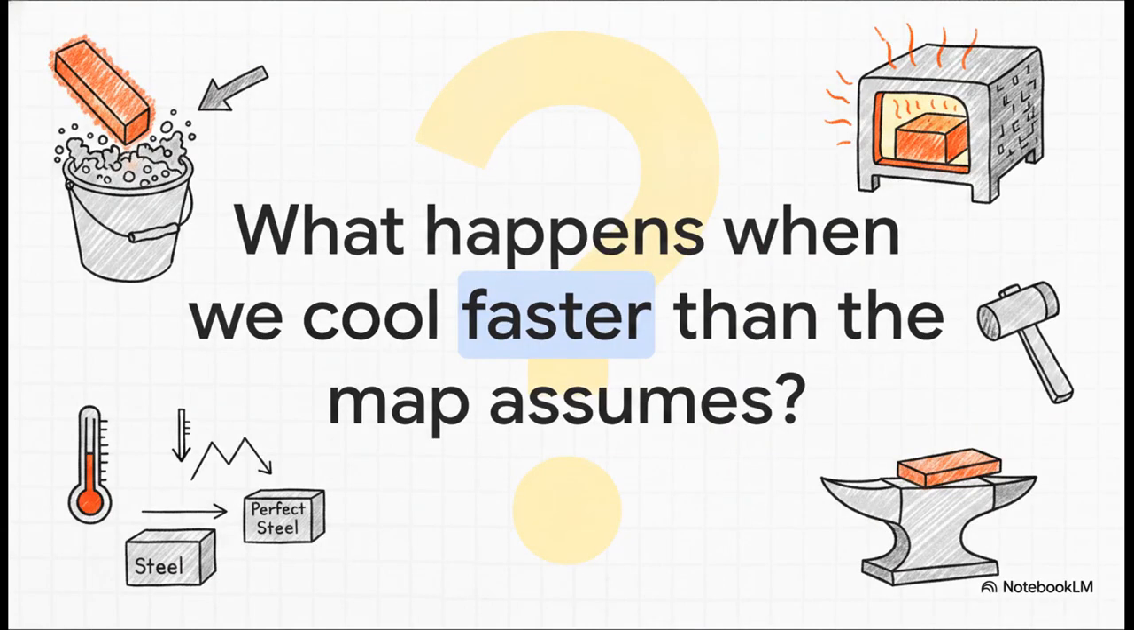Which leaves us with a pretty thrilling cliffhanger. What exactly happens when we cool faster than the map assumes? If breaking the rules is what enables advanced heat treatments like quenching, how do metallurgists actually manipulate these transformations to forge the perfect steel? Well, think about that, and we'll dive right into it together in the next explainer.